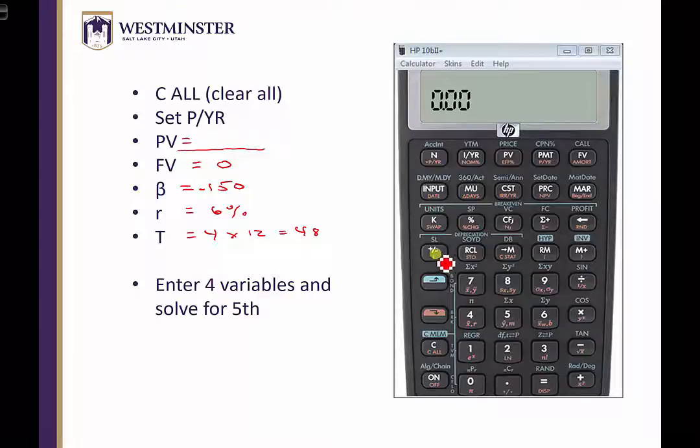150 change sign payment, so $150 in payment. 6 I divided by YR, and then 48 N. And when I've done that, I can then solve for present value, and find that my $150 a month will allow me to borrow $6,387.05.